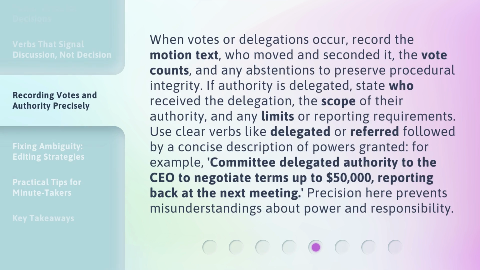When votes or delegations occur, record the motion text, who moved and seconded it, the vote counts, and any abstentions to preserve procedural integrity. If authority is delegated, state who received the delegation, the scope of their authority, and any limits or reporting requirements. Use clear verbs like delegated or referred, followed by a concise description of powers granted. For example, "Committee delegated authority to the CEO to negotiate terms up to $50,000, reporting back at the next meeting." Precision here prevents misunderstandings about power and responsibility.